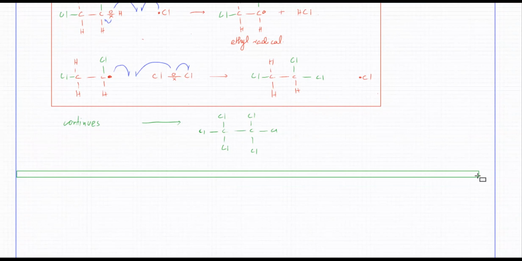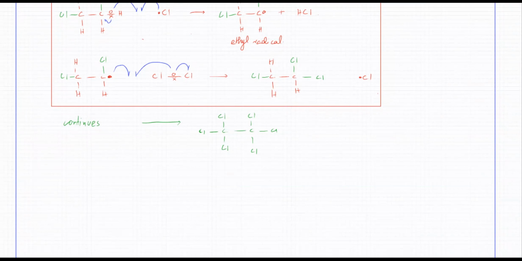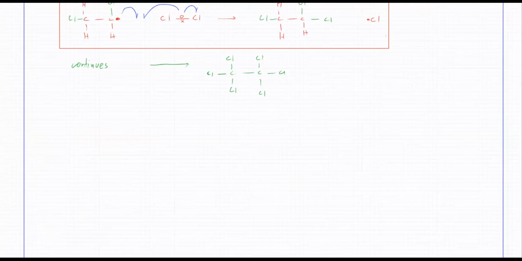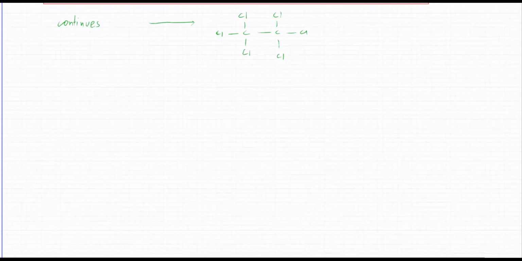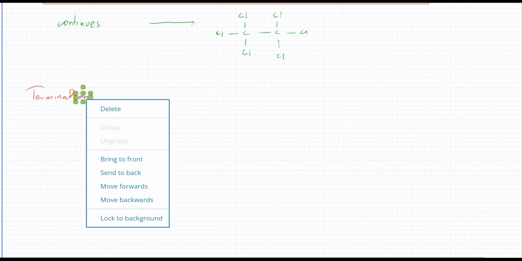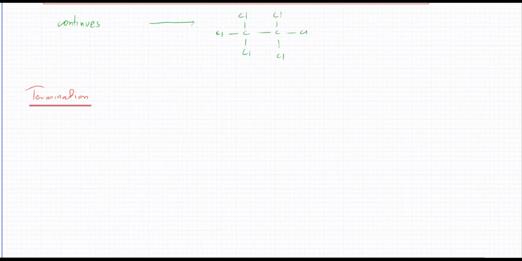So the last one. The last step is known as your termination step. Now, the first one was initiation, that is when the reaction starts. But these other steps are in no particular order. They're just randomly happening. So this one, termination, what is the termination step? Termination is when free radicals get used up.